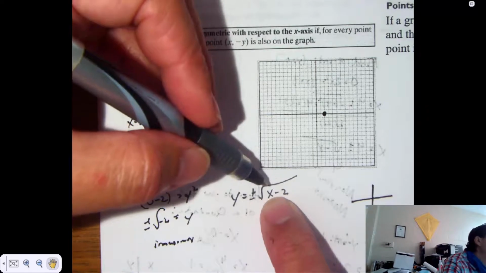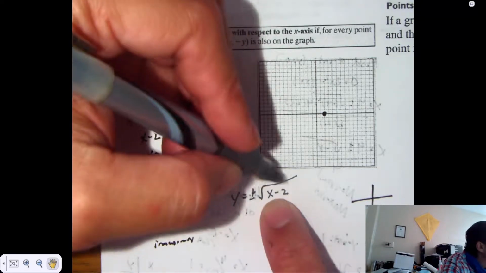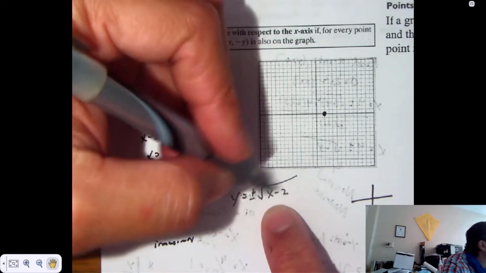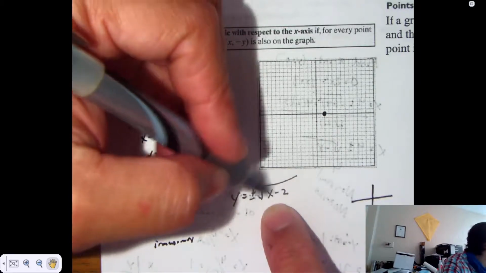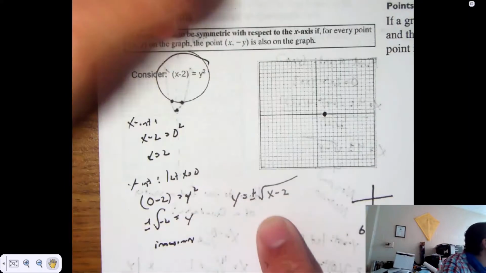Give me a number you can take a square root of. 4. I agree with that. How could you make this radical a 4? What would x need to be for this radical to become a 4? x would have to be 6. 6 minus 2 is 4. Root of 4 is plus or minus 2.